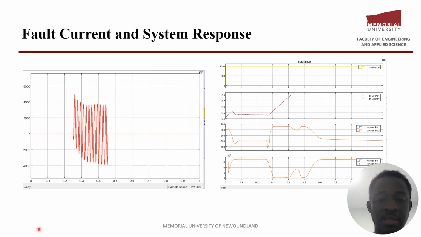Now we applied a fault at 0.25 seconds and we removed the fault at 0.45 seconds, and this graph shows the fault current. When the fault was applied, the PV's output voltage, the power, and the MPPT duty cycle are shown. The PV's solar irradiance was maintained at 1000 watts per square meter. However, the power and the voltage changed in correspondence to when the fault was applied at 0.25 and when the fault was removed at 0.45.